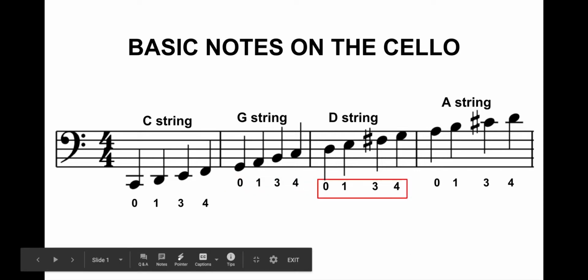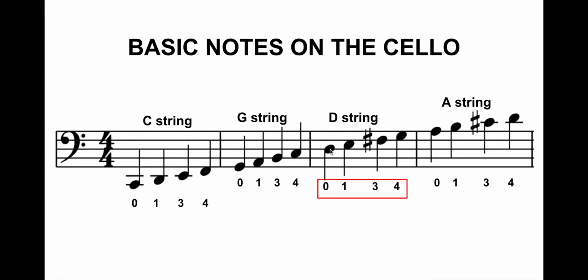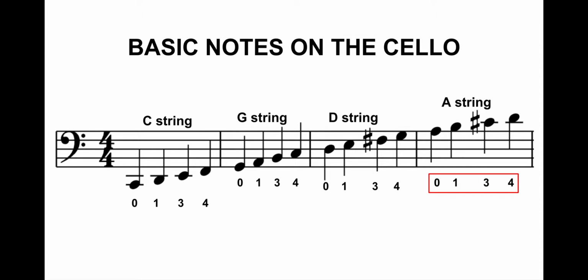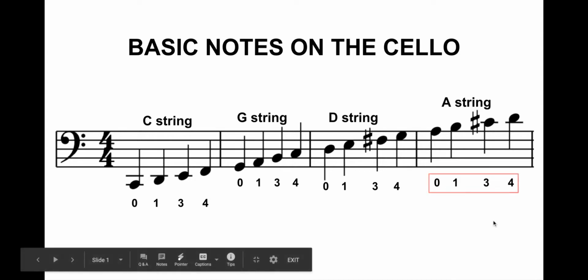Moving on to the D string, same thing. You see the D is represented by the number 0 because it's an open D. And then you have 1 for the E, 3 for F sharp, and 4 for G. Same thing on the A string. 0 for the open A, 1 for B, 3 for C sharp, and 4 for D.